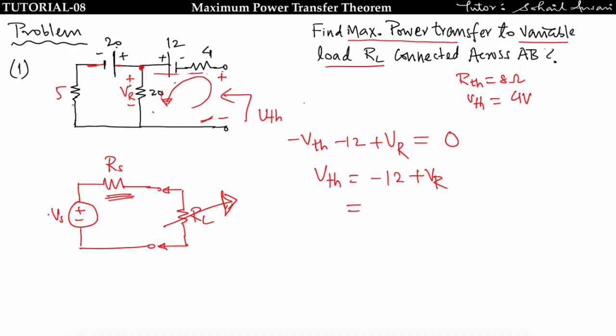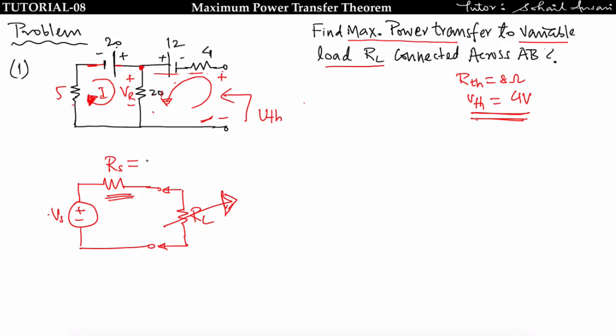Now Vr is the voltage drop across the 20 ohm resistor. Since there is only one loop, no current will flow outside, and the current is given by 20 divided by the total resistance, that is equal to 25. Hence minus 12 plus Vr is equal to 20 into I, which is 20 by 25, that means 4 volt. Okay, means Vth I am getting is 4 volt.